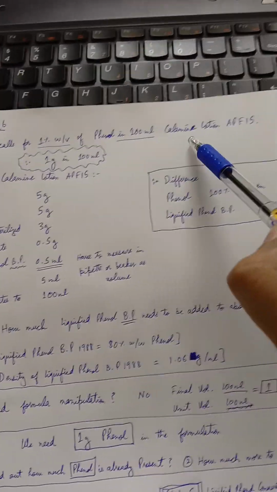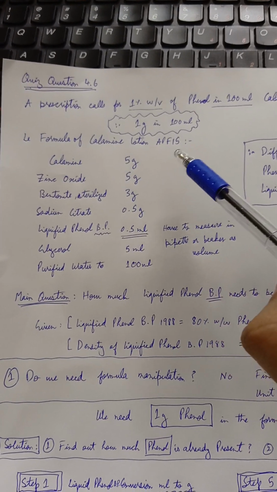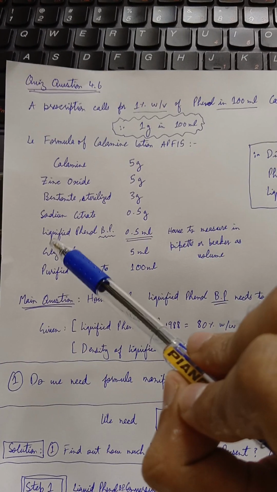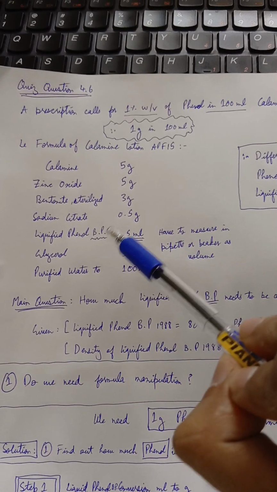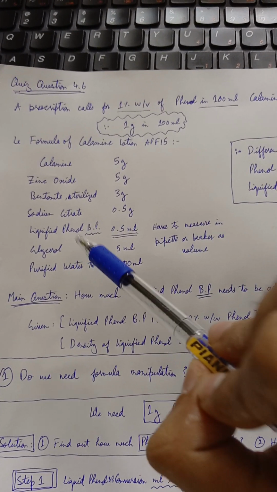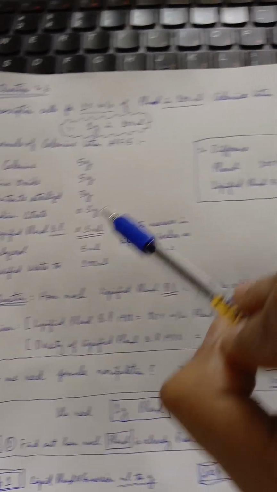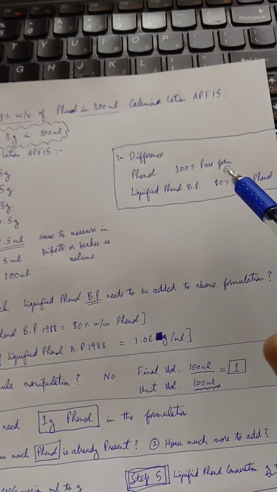Now let's take a look at the formulation of this lotion. The formula of calamine lotion APF 15 is calamine, all of these ingredients, and in here we have liquefied phenol BP. This word was missing in the file, which was causing confusion. This liquefied phenol is different from the phenol. How? When we talk about phenol, this means 100% pure phenol.